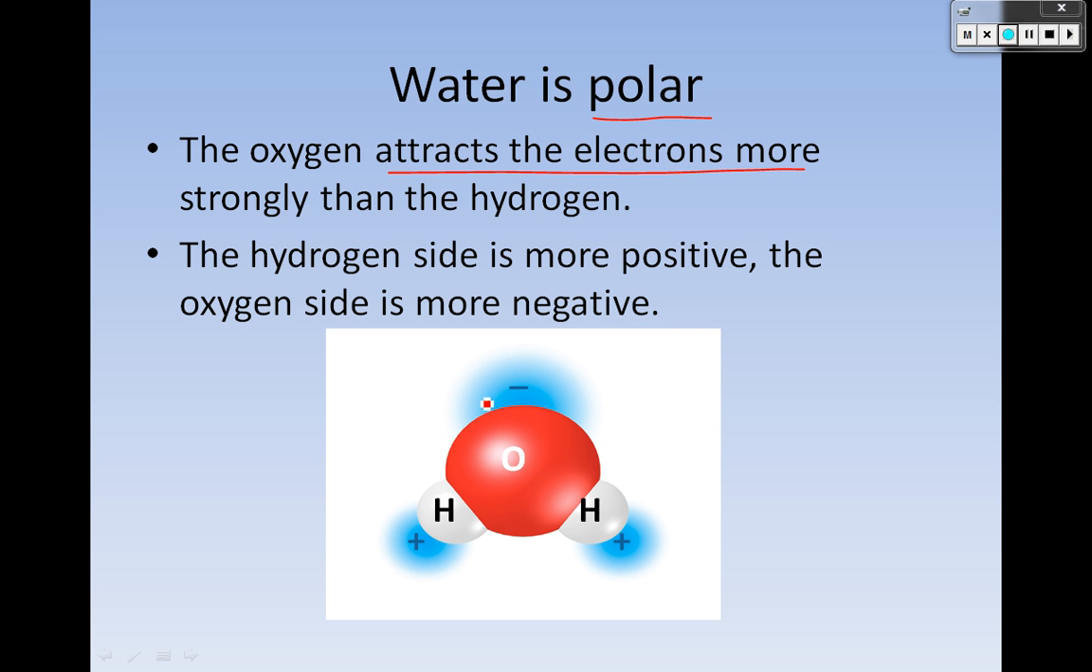So oxygen attracts electrons more strongly. And remember, electrons are negative, so the oxygen side ends up with a negative charge. The hydrogen sides, because they're having electrons pulled from them, end up with a positive charge because they're missing some negatives. And once again, if you want to get into why that happens, it has to do with something called electronegativity, which is how strongly atoms pull electrons to themselves. And oxygen has a higher electronegativity than hydrogen.